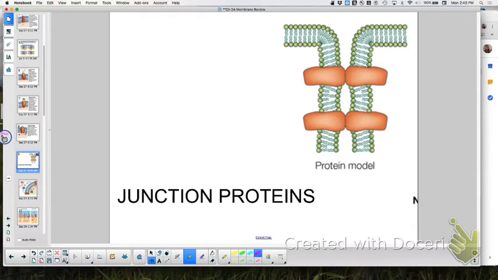Now, that becomes really critical in animal cells because the animal cells don't have a cell wall. All cells have cell membranes, right? If it's alive, it's got a cell membrane. It just may or may not have a wall.